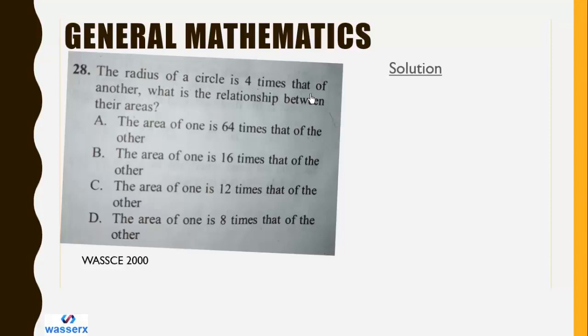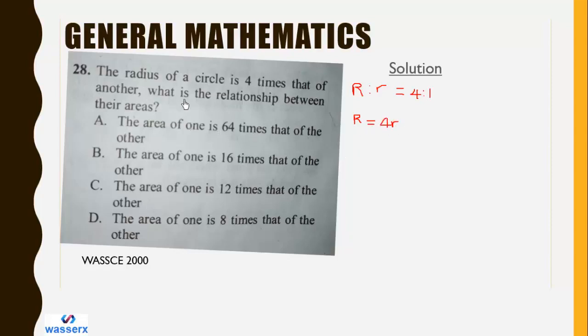The radius of a circle is 4 times that of another. What is the relationship between their areas? So we have big R is to small r is equal to 4:1. We can also rewrite this as big R is equal to 4r.